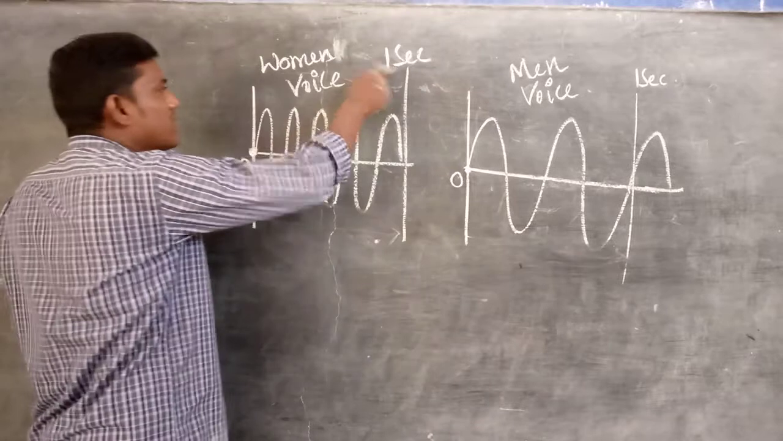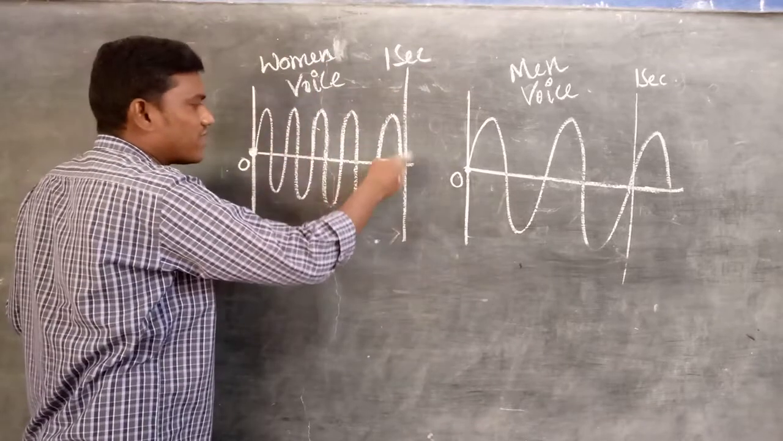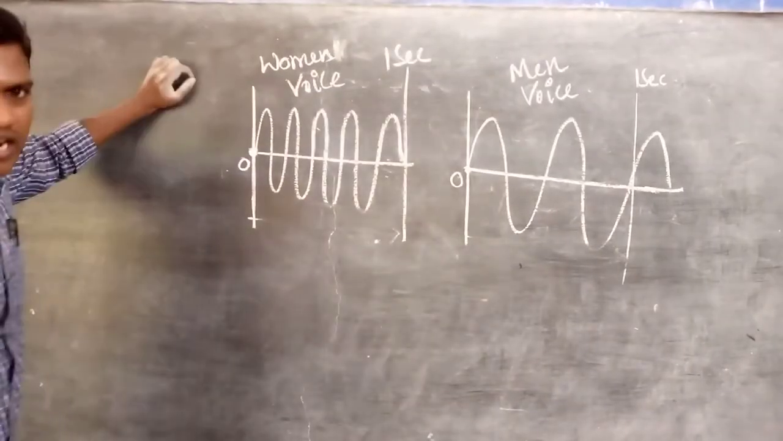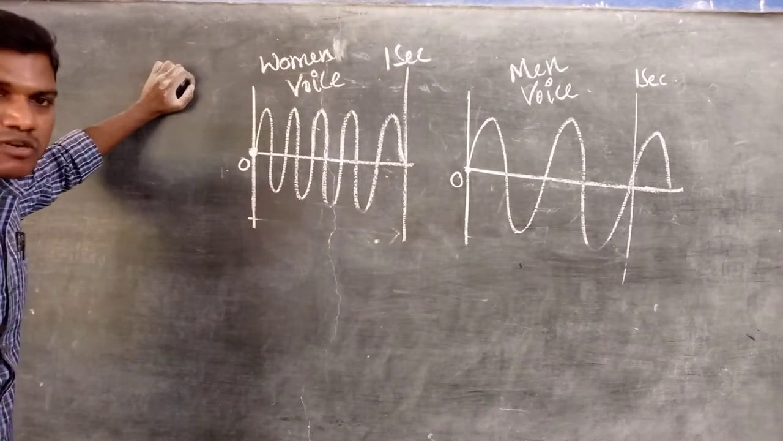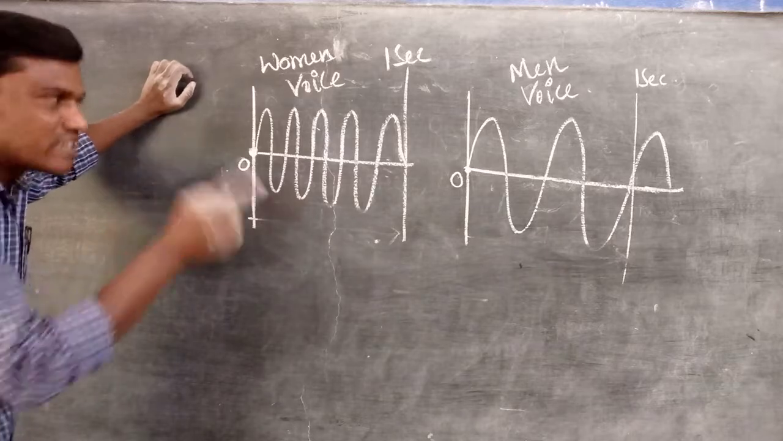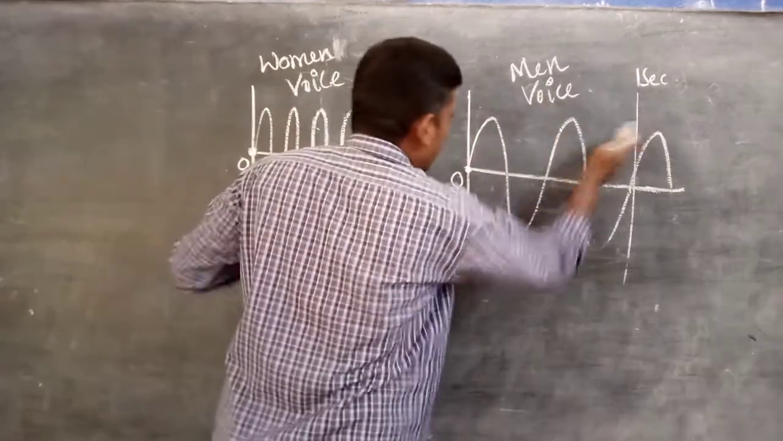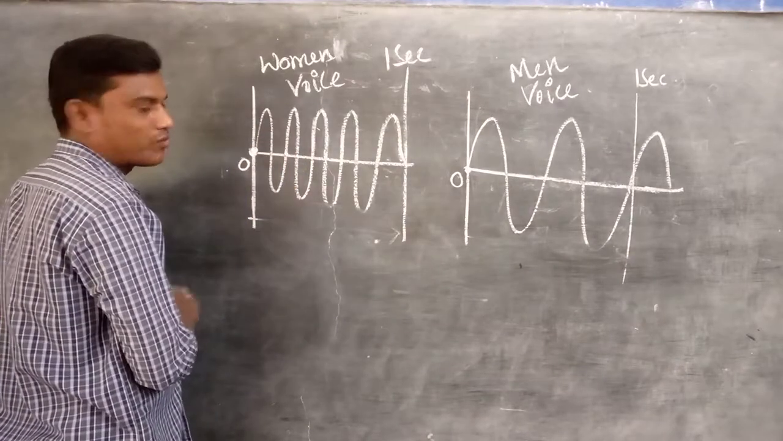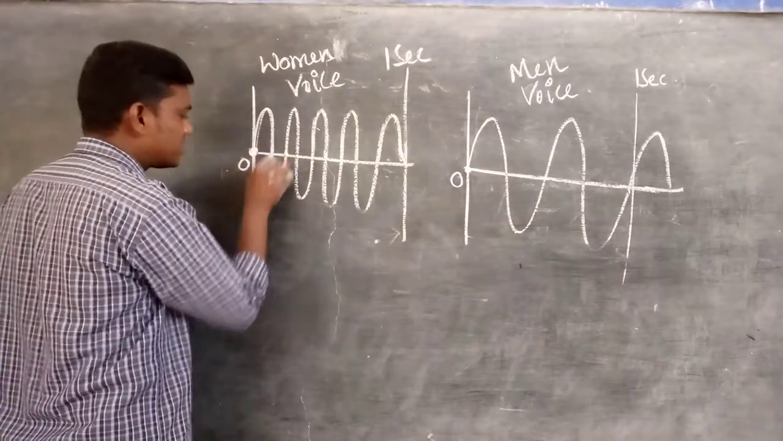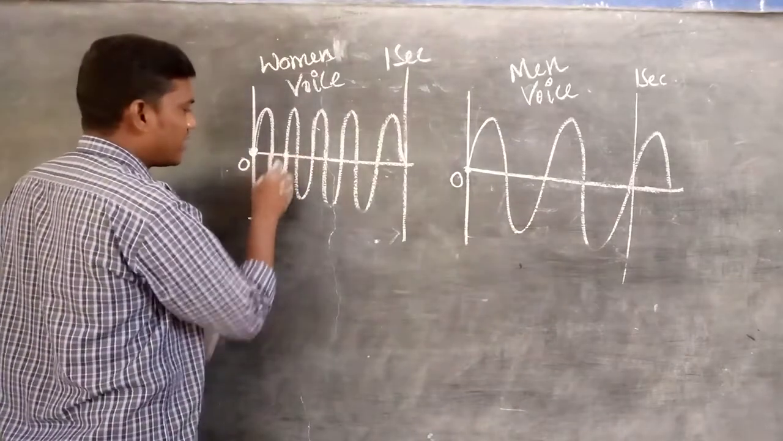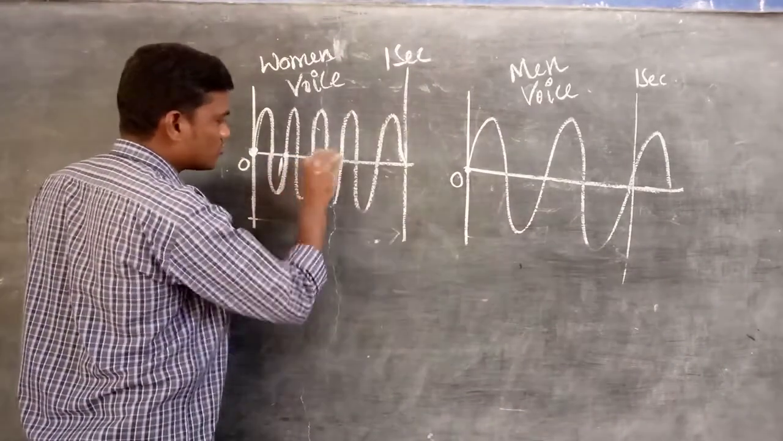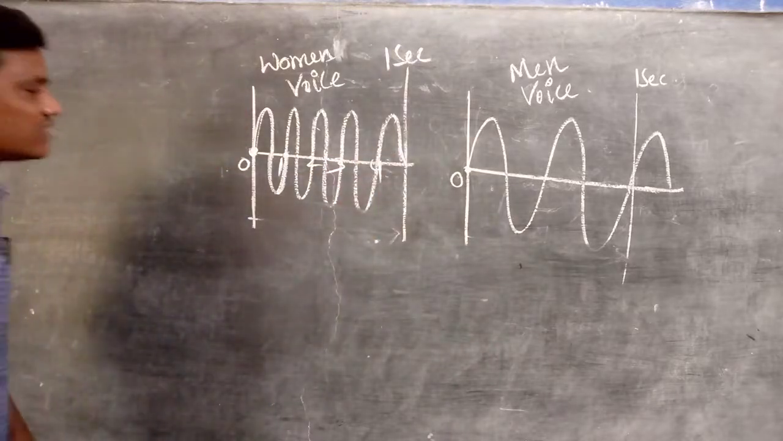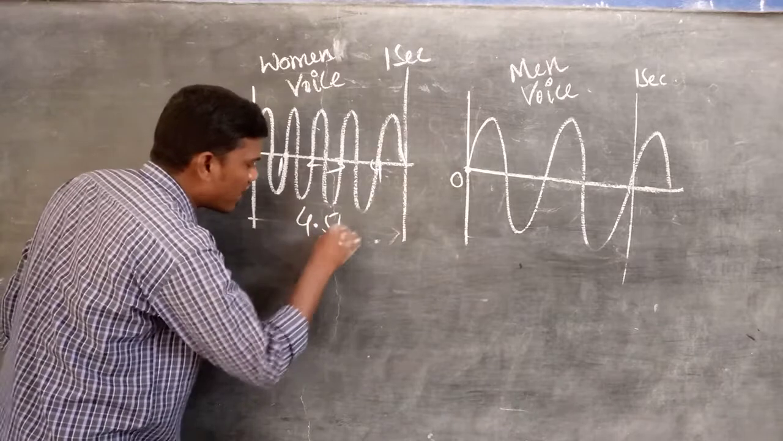For 1 second, the woman's voice will have this much frequency, and for the men's voice this much. Frequency means, you know, the number of vibrations produced by a vibrating body in 1 second. For 1 second, from here up to here. Now we can consider that from here to here is 1, and half a frequency of 1 up to here. Next 2, 3, 4, and a half. That's why 4.5 Hz.